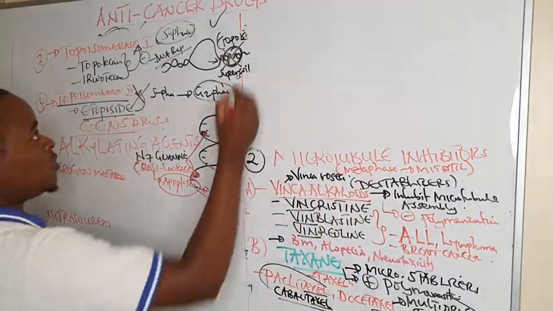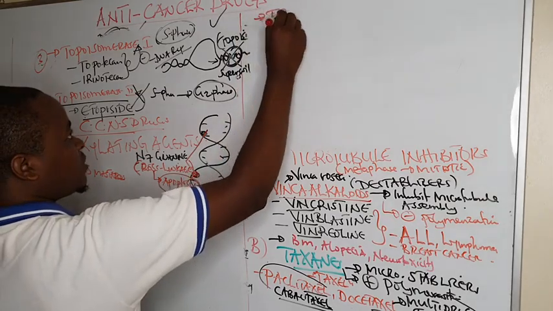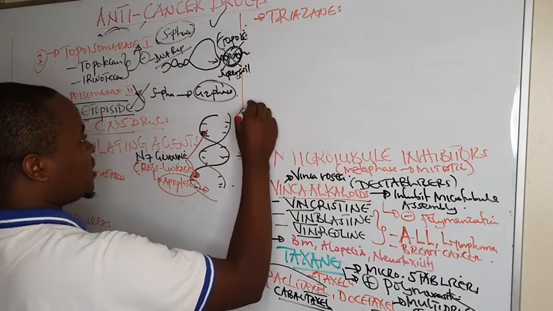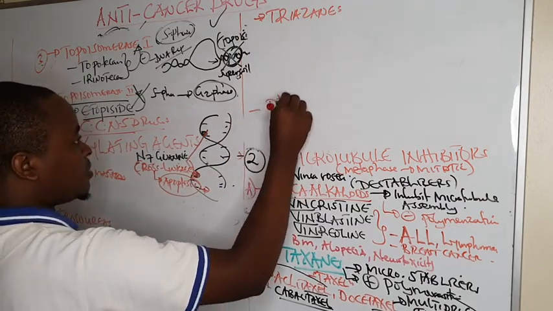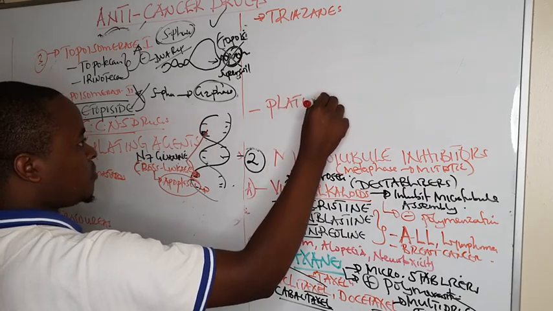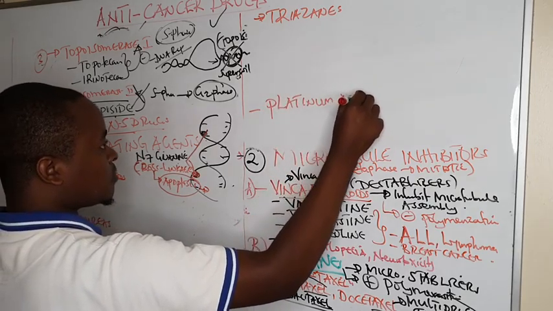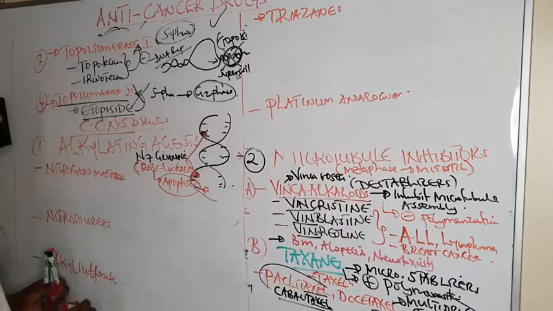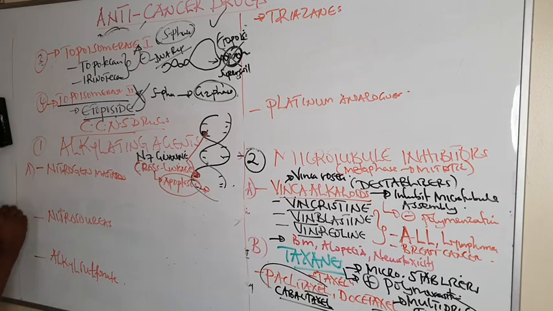We have also another category known as triazenes, and lastly, platinum analogs. So these are different categories of alkylating agents.